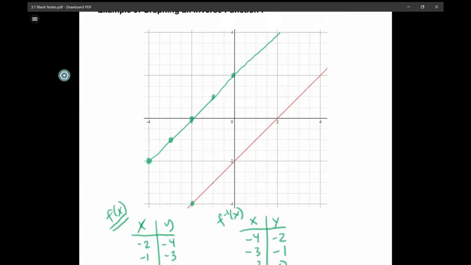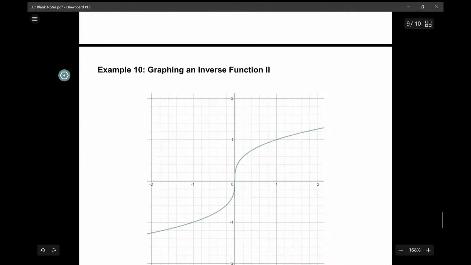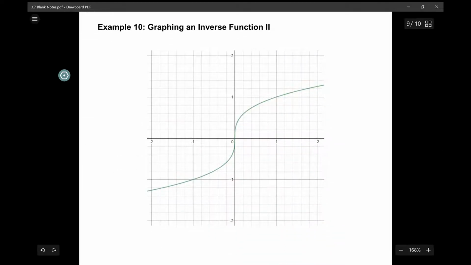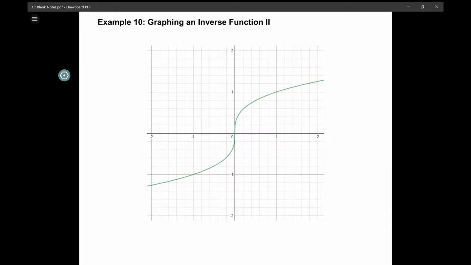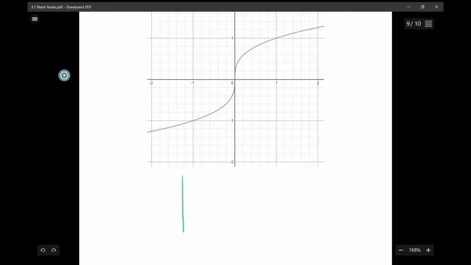Let's do another one. All right, I want you to try and sketch the graph of this function's inverse right now. So pause the video, pick off some x and y points, and sketch the graph of the function's inverse, please. All right, let's do this one together. I'm going to pick some points off this graph, and then I'm going to switch them. So this is for my original function f of x.